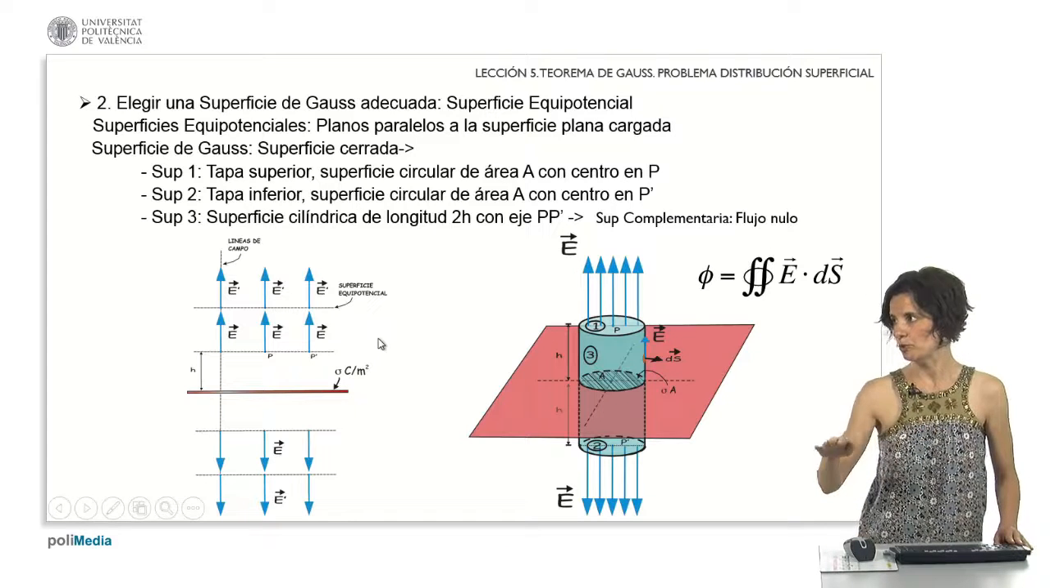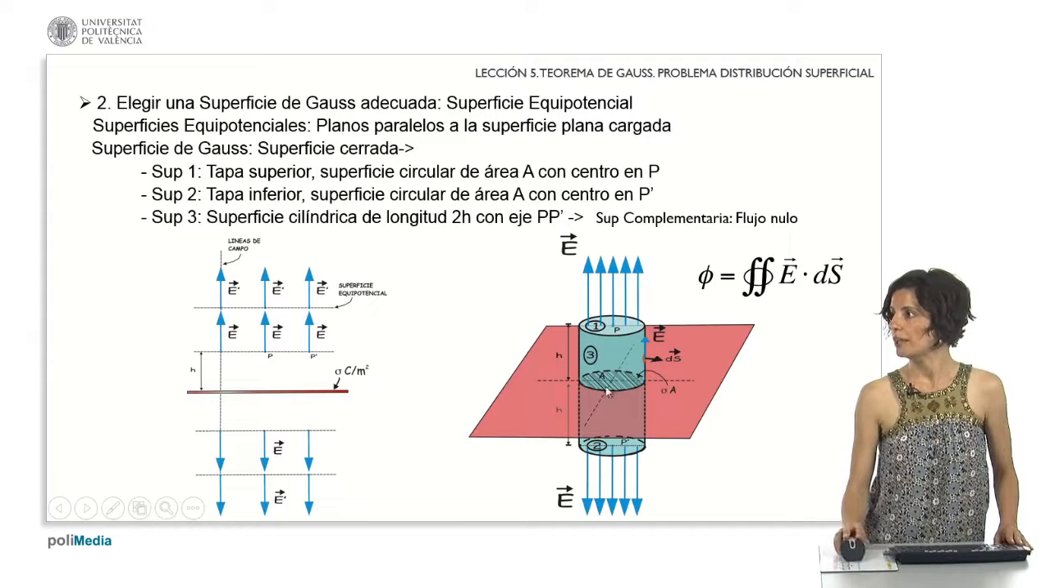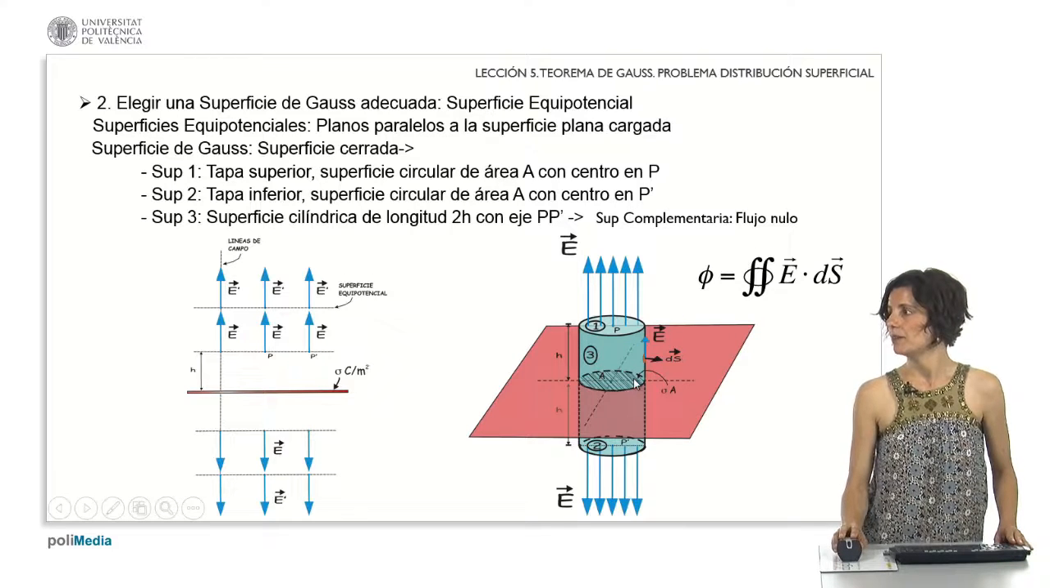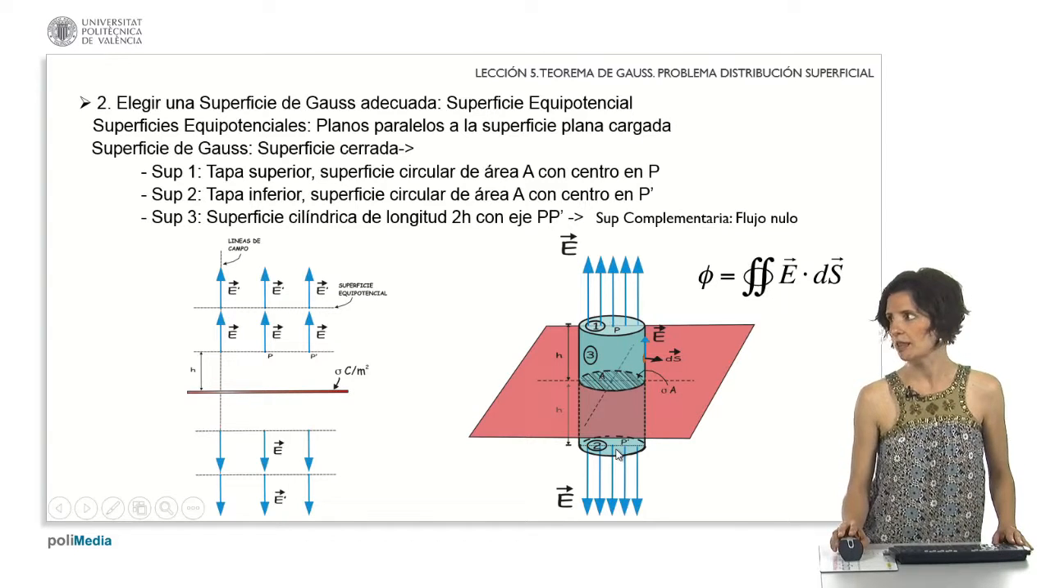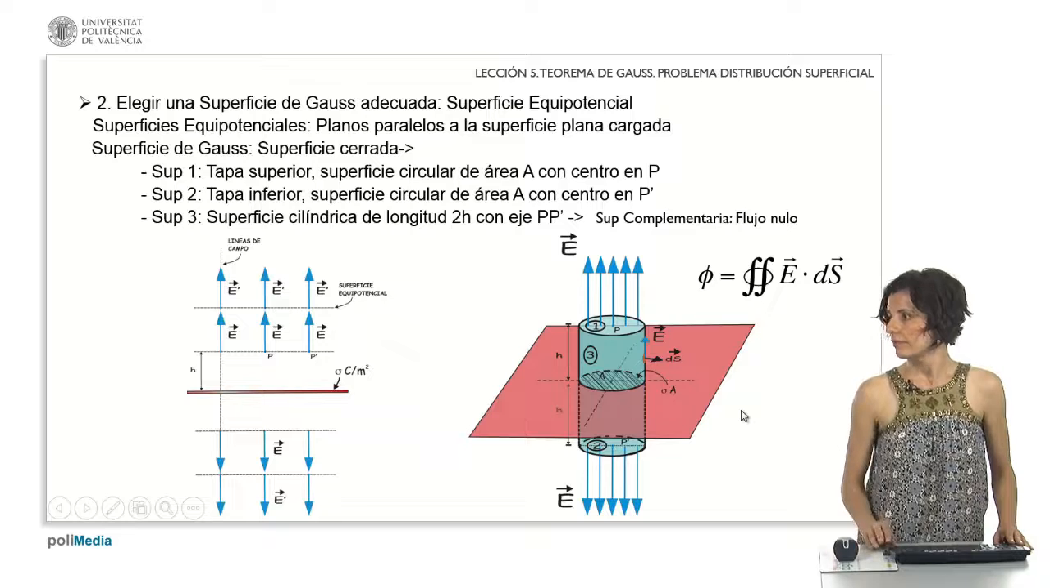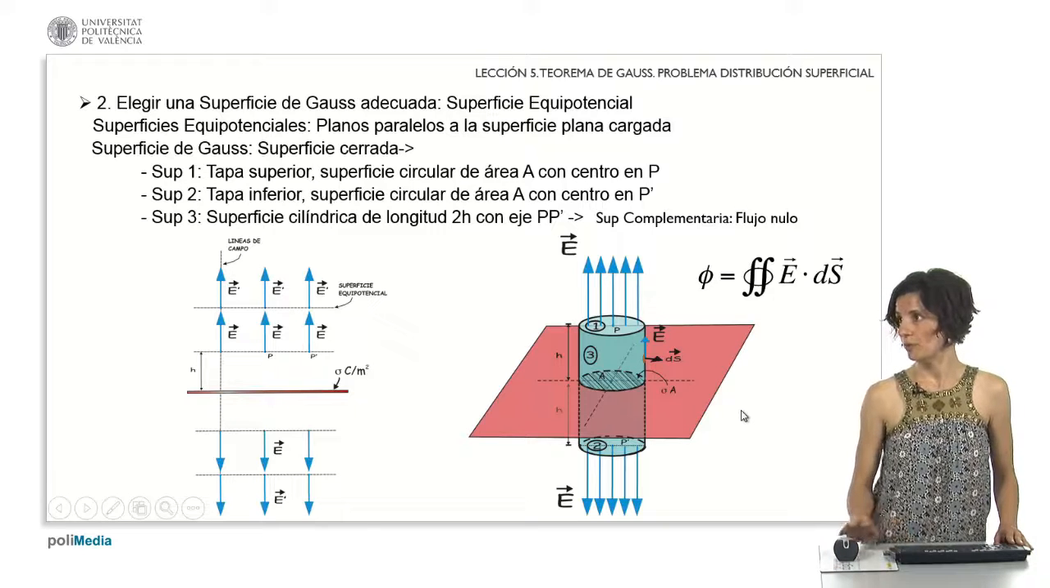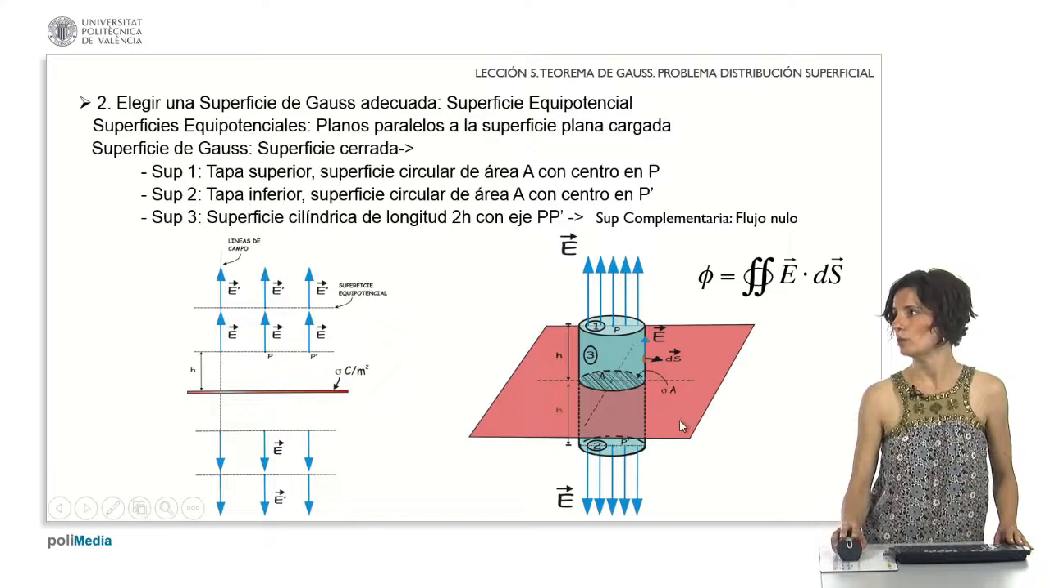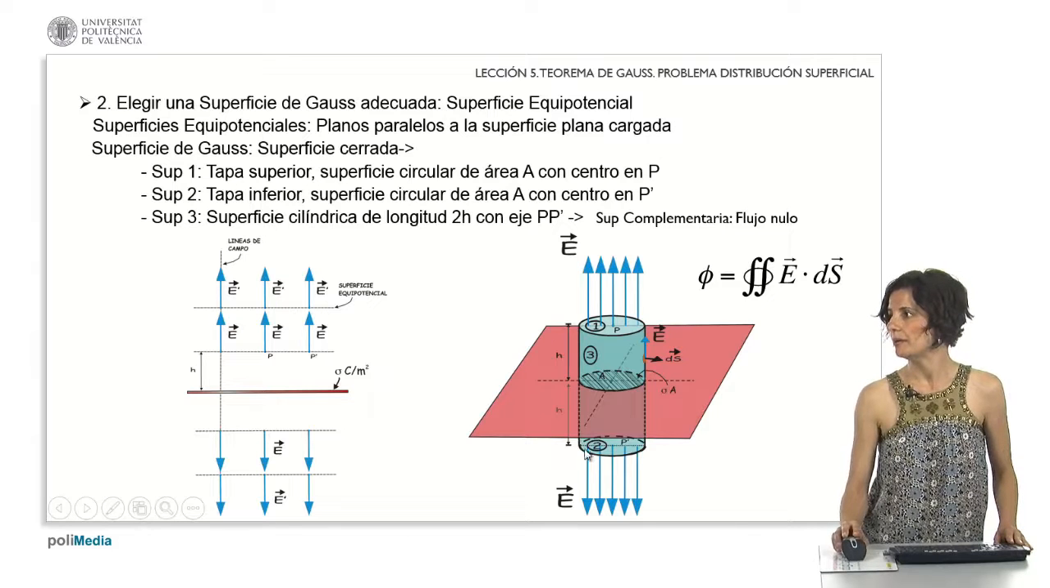What we are going to do is to choose a cylindrical surface. And we are going to close it with caps 1 and 2, which are going to be equipotential surfaces. Then, therefore, the closed Gaussian surface is going to be a cylinder of height 2h and base with area A.